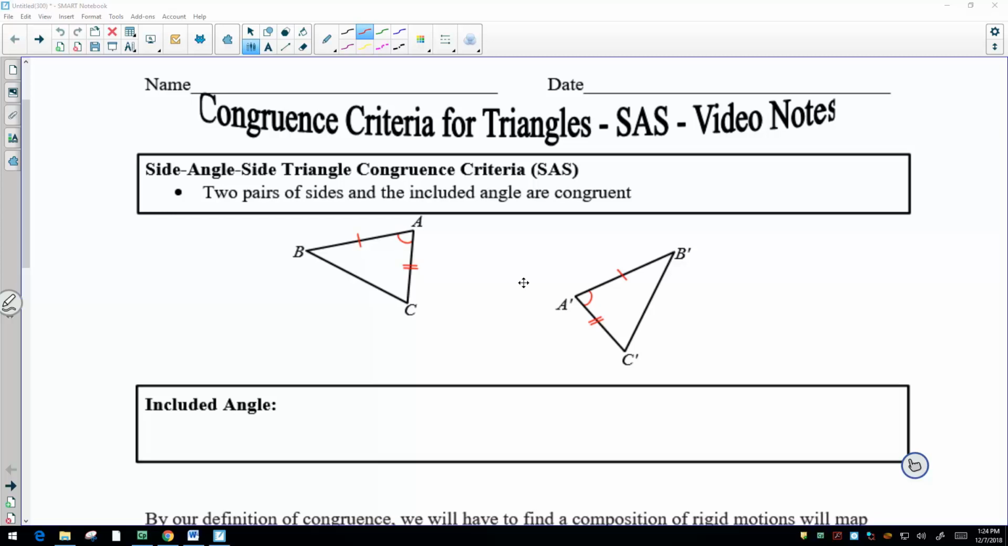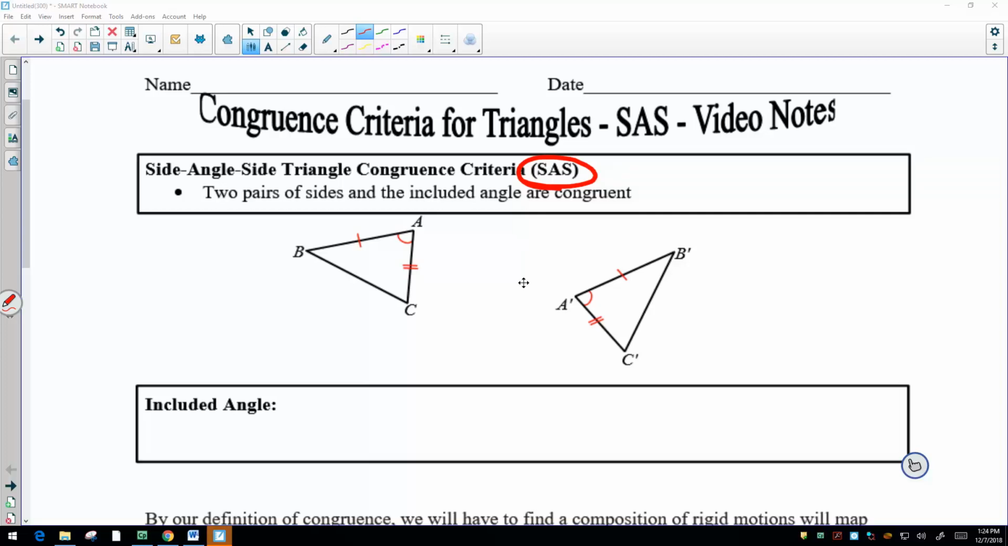So today's topic, we are going to start to look at how we can prove triangles congruent. And there are 5 different ways that we can prove triangles congruent, but for today we are just focusing in on one, which is the side angle side triangle congruence, or you're going to see we're going to abbreviate it by SAS. So what does that mean?